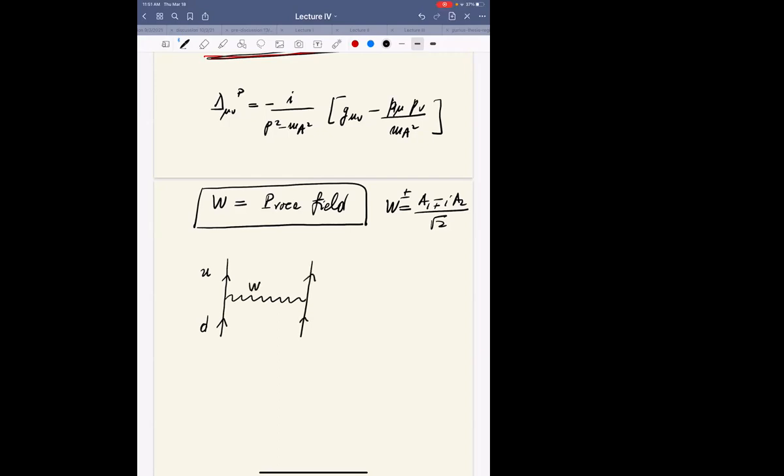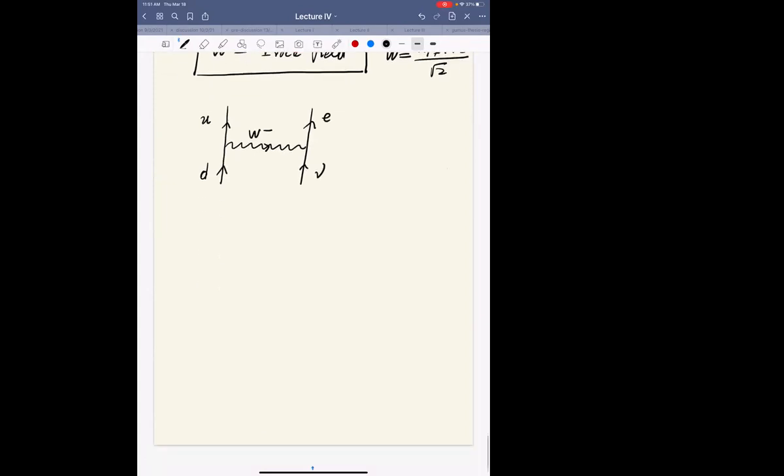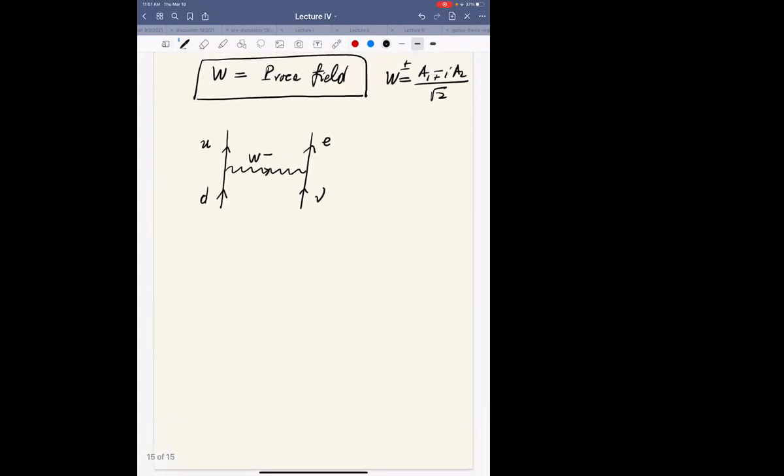Down quark emits a W, and it's W minus going in this direction, so that the charge is conserved at this vertex. So this is an electron, this is neutrino entering. And that means at each vertex, I have G over square root of 2. So this gives me G over square root of 2 squared, UL bar, gamma mu DL.